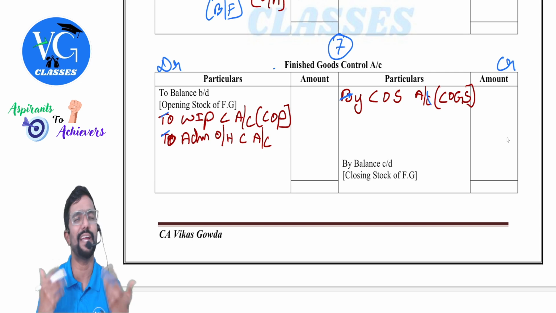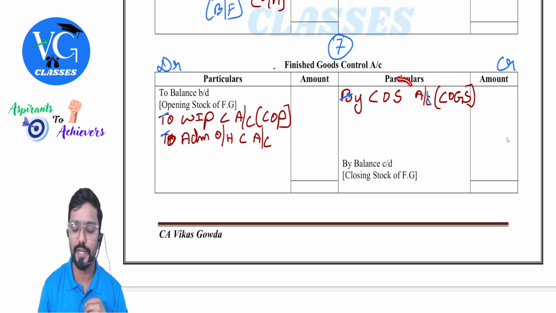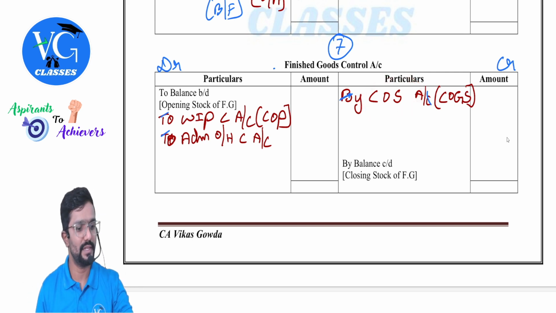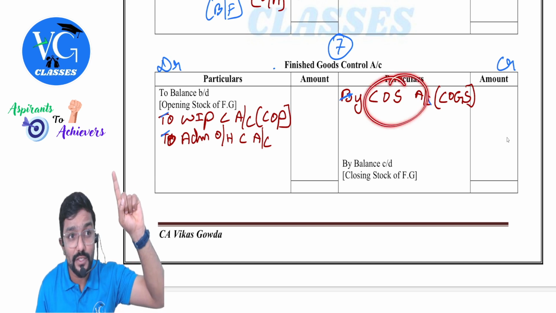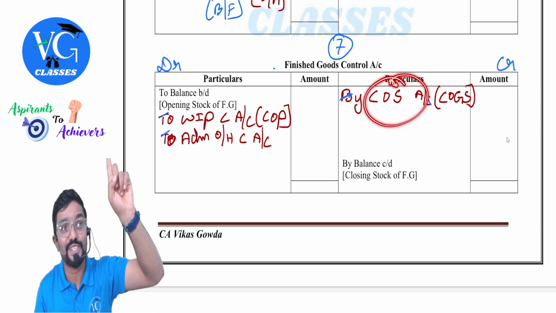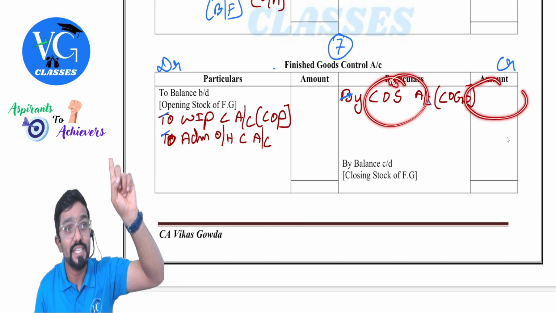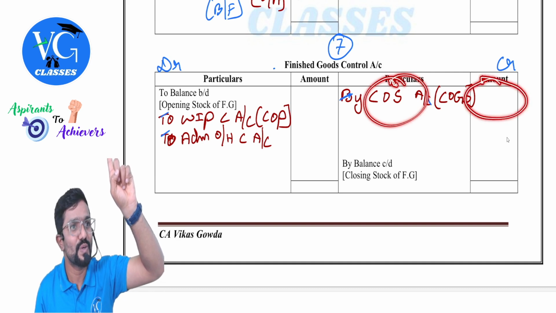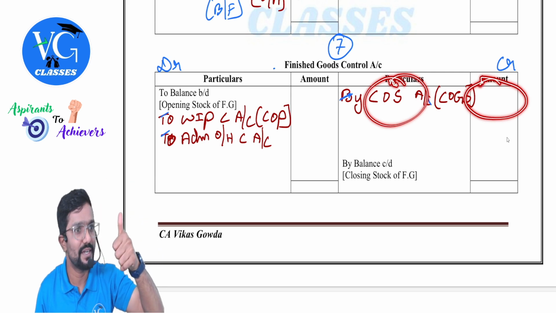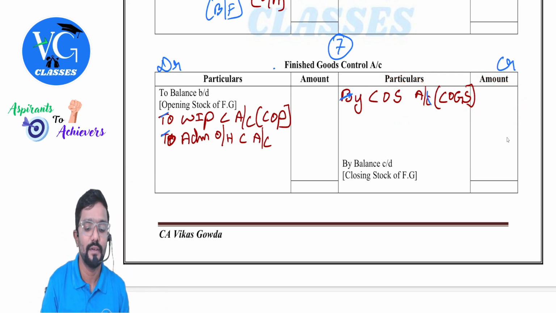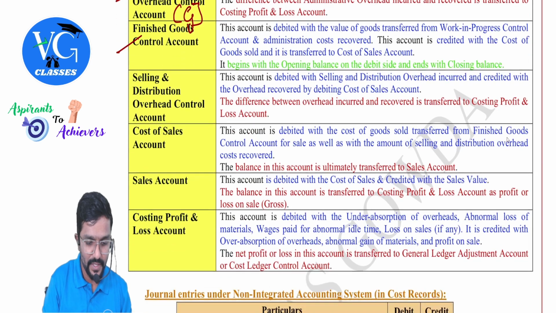Yes, you can maintain, but I don't suggest. Better transfer it to cost of sales account. You are transferring it to cost of sales account, but the amount is not called cost of sales. The amount is called what? COGS, cost of goods sold. Hope you got it. Clear? Yes. Fine. So we covered this.